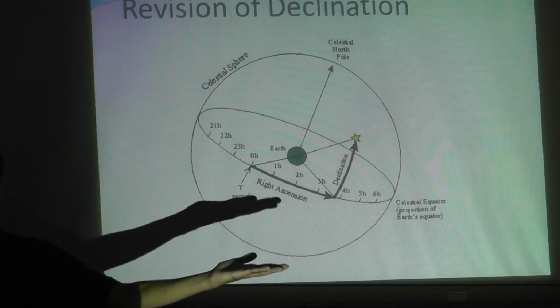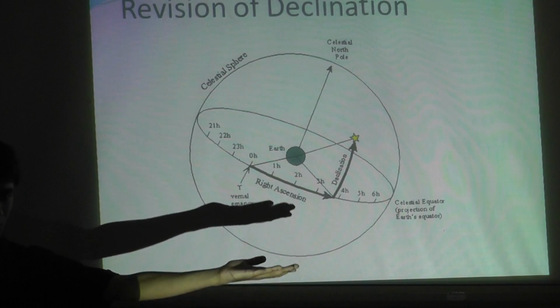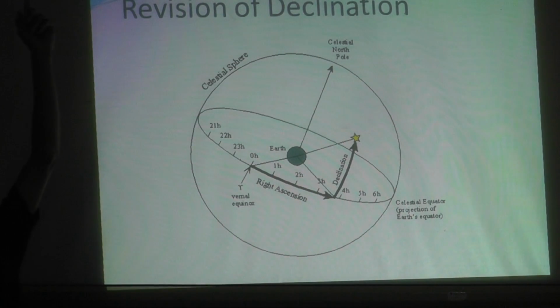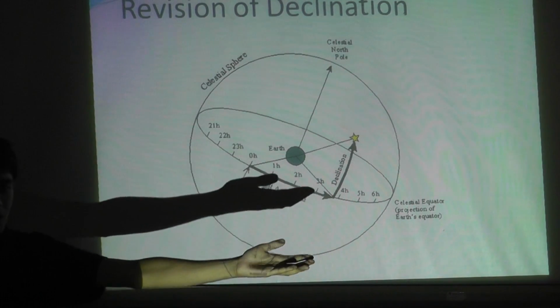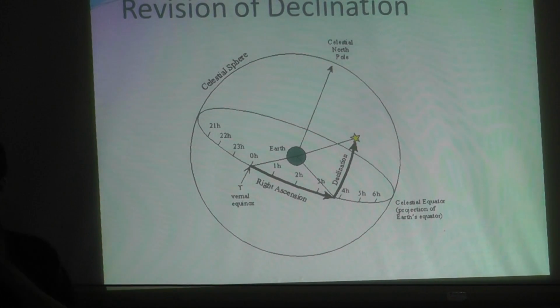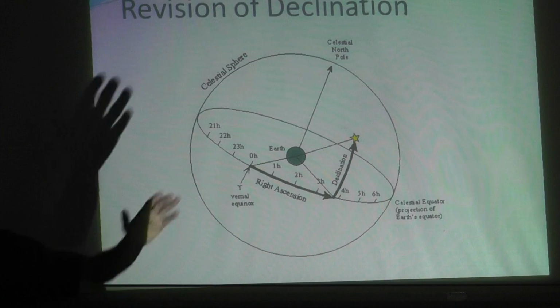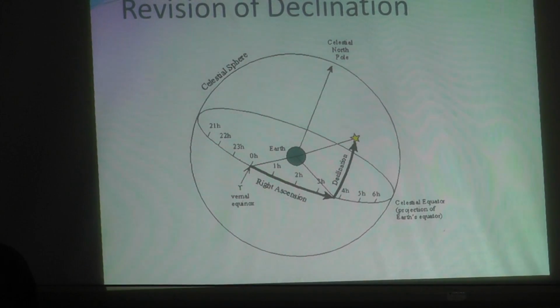Altitude is nothing but the angular separation with respect to the horizon. That is, if something is at the zenith, we say it has an altitude of 90 degrees. If something is on the horizon, we say it has an altitude of 0 degrees. So that can keep changing, but right ascension and declination remain the same.